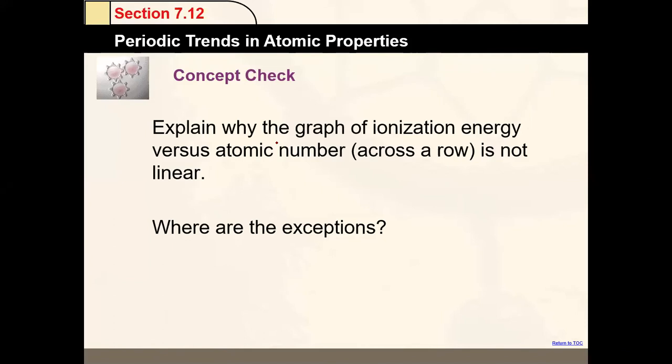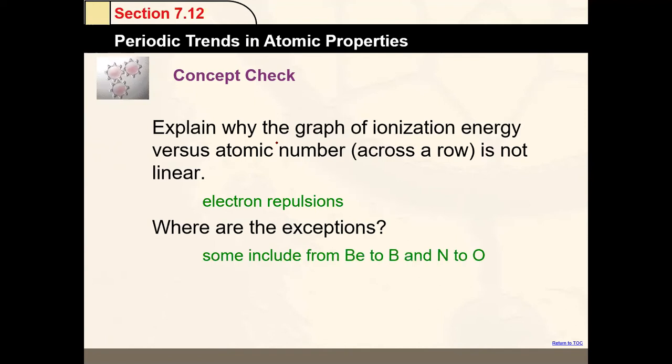Explain why the graph of ionization energy versus atomic number is not linear. What are the exceptions? Well, the exceptions are really the electron repulsions. Remember that in some cases you have subshells that have 5, 6 electrons. So the number of the electrons that are shielding the core electrons is not always going to be the same. For example, if you go down to the fourth row and the fifth row, you will have the F electrons. So with the F electrons, definitely you will have more shielding than in the first row or the second row, because the first and second row don't have F electrons. So if they have an electron, the shielding is going to be different. So the electron repulsions are the reason why it is not linear.